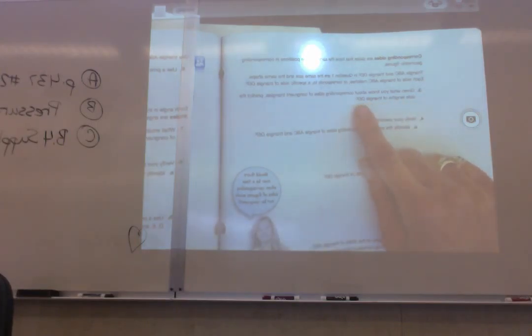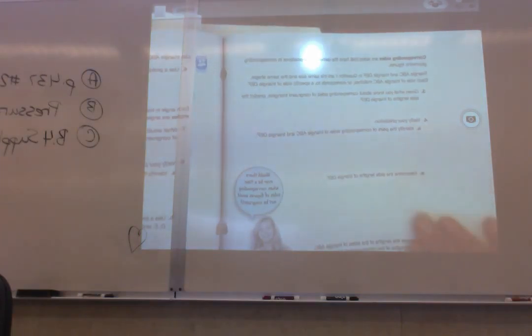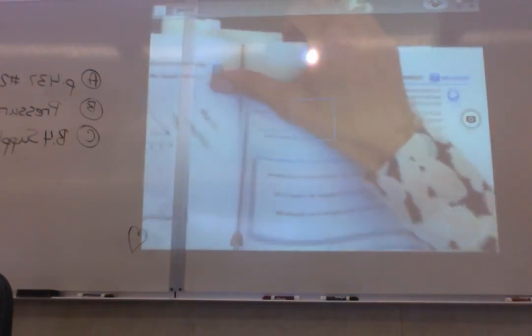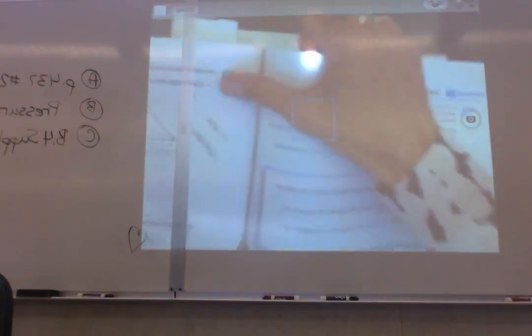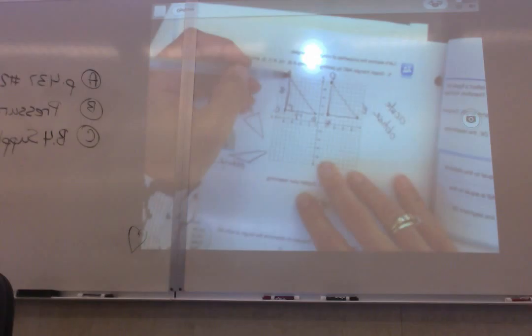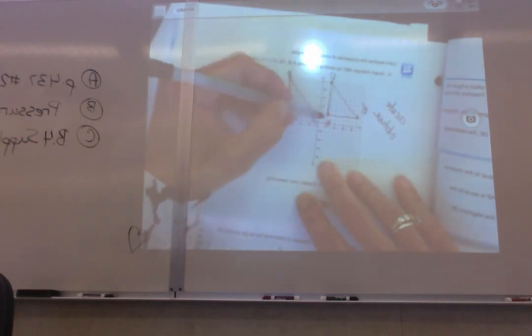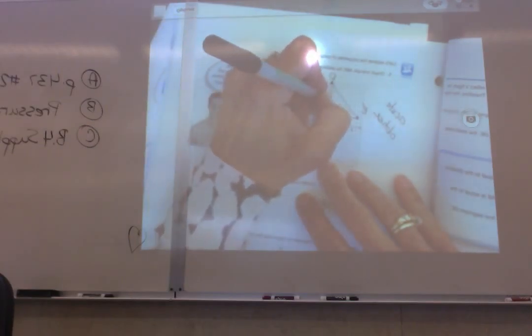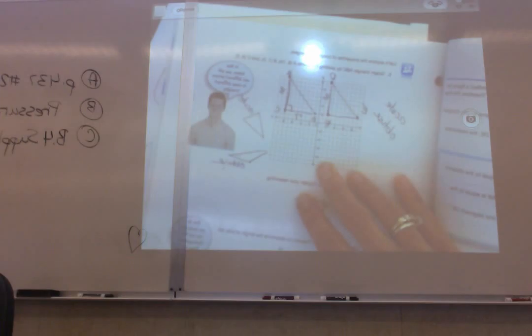What do we predict? Okay, let's just look at the picture for this prediction. I've got side DF right here that corresponds to side AC. What would I predict is the length of DF? Even before we count, we can predict that the corresponding side is 8.